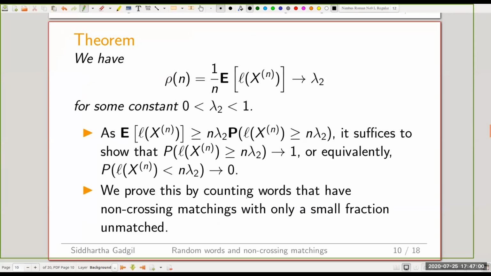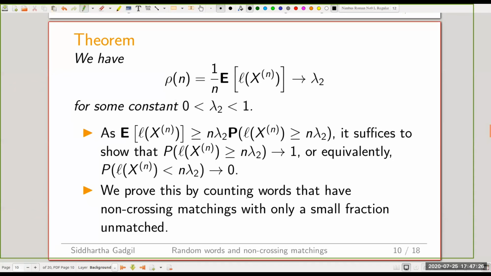Okay, so here's our theorem. Namely, if I look at rho of n, which is this average, it converges to lambda 2. The 2 is because this is the free group on 2 generators. The same result, as I'll say in the end, works for any free group with finitely many generators. So rho of n, this average, goes to a positive constant.